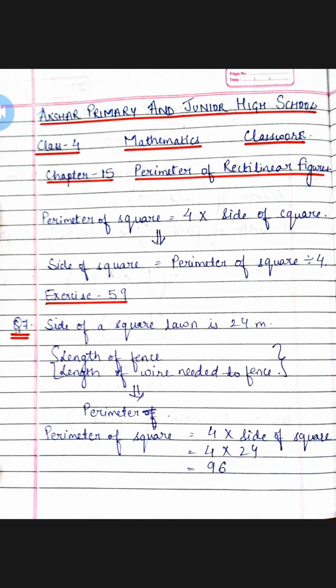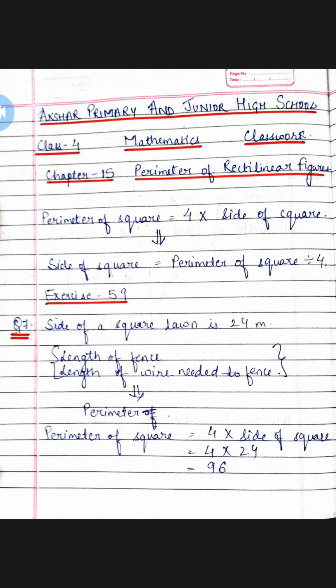Whenever you are asked to find the perimeter of a square, you will apply the formula that perimeter of a square is equal to 4 into side of a square. And when you have to find the side of the square and the perimeter is given to you, then you will apply the second formula given here. Side of the square is equal to perimeter of the square divided by 4.